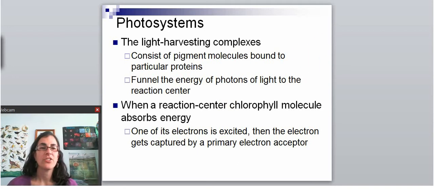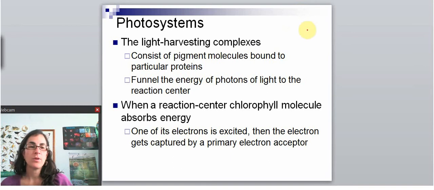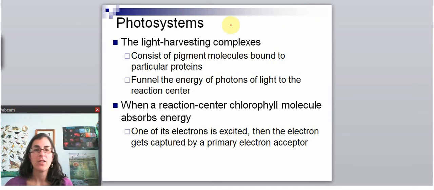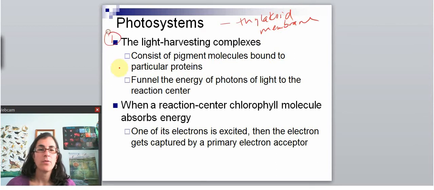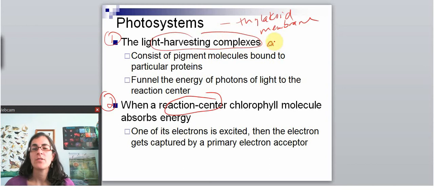The light reactions occur in photosystems. Photosystems are complexes of proteins and pigments embedded in the thylakoid membrane. So putting it back into the chloroplast. And every photosystem has two components, the light harvesting complexes and a reaction center. These are also sometimes called the antenna complexes because their role is to catch light.